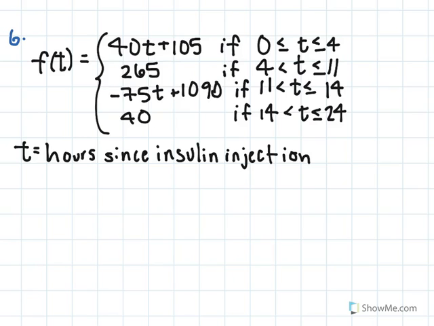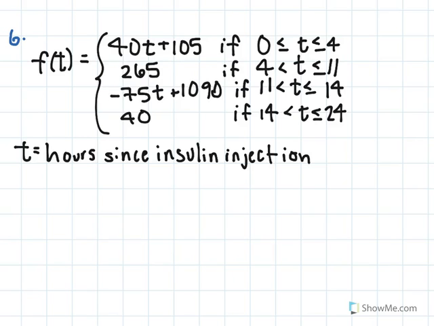In this question, we're given a piecewise function that describes a patient's blood sugar level in terms of t, which is the hours since an insulin injection was given. So we have 40t plus 105 if t is greater than or equal to 0 and less than or equal to 4. F of t, or the blood sugar level, is 265 if t is greater than 4, less than or equal to 11.